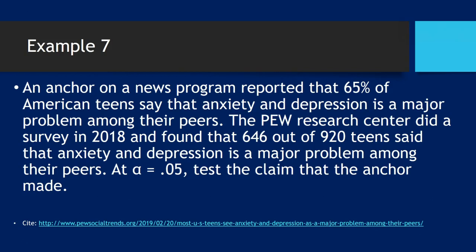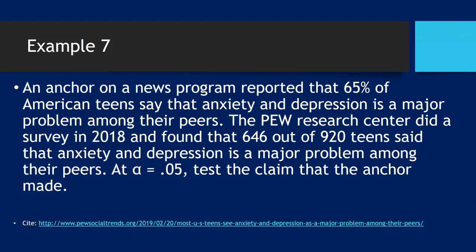Now, this next example I'll do here, we're not dealing with averages anymore. An anchor on a news program reported that 65% of American teens say that anxiety and depression is a major problem among their peers. The Pew Research Center did a survey in 2018 and found that 646 out of 920 teens said that anxiety and depression is a major problem among their peers. So we're going to test the claim that the anchor made at alpha equals 0.05.